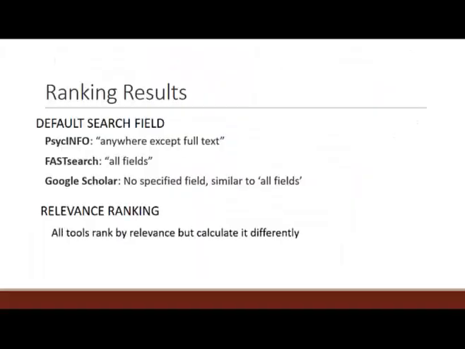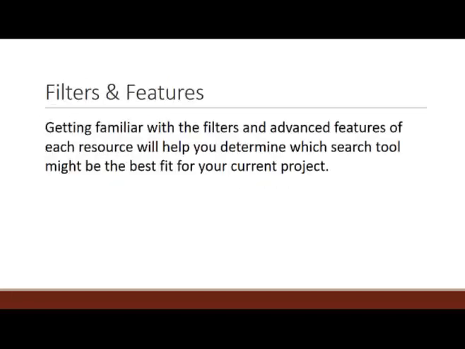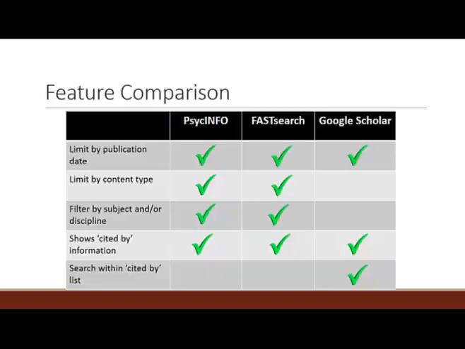Each of these tools ranks the results it finds by relevance, although each uses a slightly different calculation when doing so. You can reach out to the library to learn more about those calculations. Getting familiar with the filters and advanced features of each resource will help you determine which search tool might be the best fit for your current project. This is a brief comparison chart of some of the capabilities of the three tools used in this tutorial. Please feel free to pause the video here to more closely examine the chart.